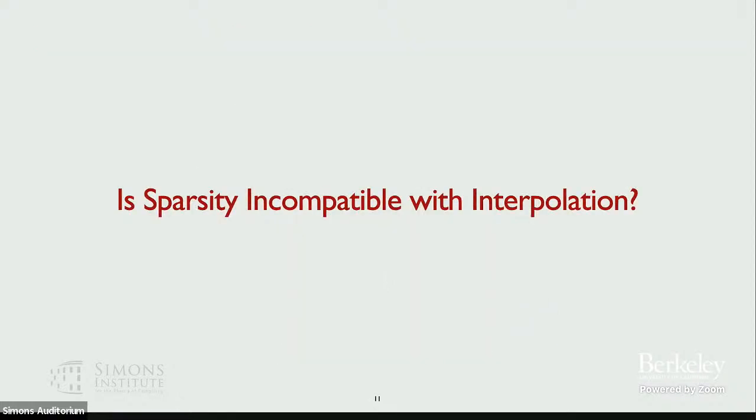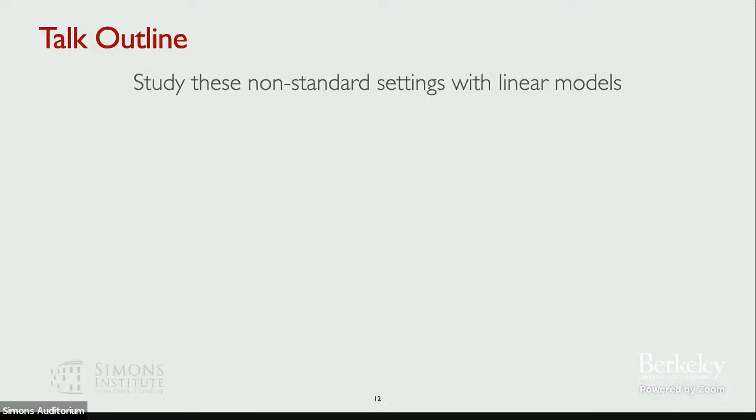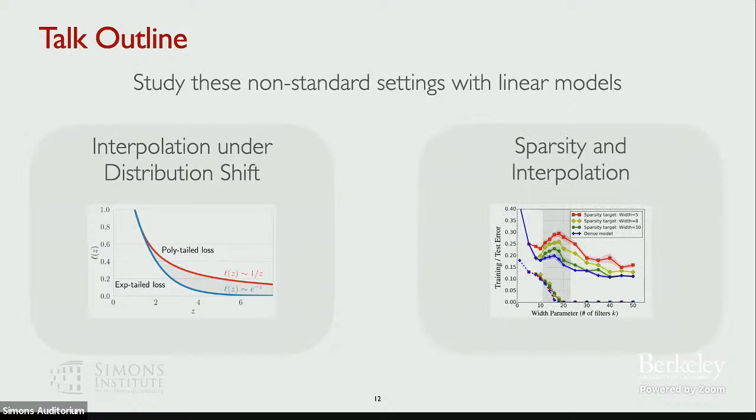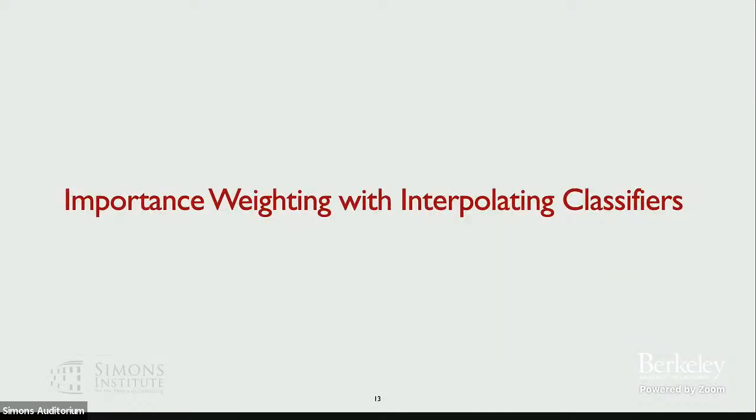So the next question that we ask is, if you're trying to learn sparse networks, and you're interpolating the data, are you always going to suffer higher error than if you were to learn a dense model? So those are the two questions that we're going to address, the two topics that we veer off into. We're going to study both of these non-standard settings, again, with the humble linear model, and hopefully build both algorithmic insight and maybe draw conclusions for what's happening with neural networks. The first one is about interpolation and distribution shift, and the second one explores the interplay between sparsity and interpolation. So with that, let's get started.